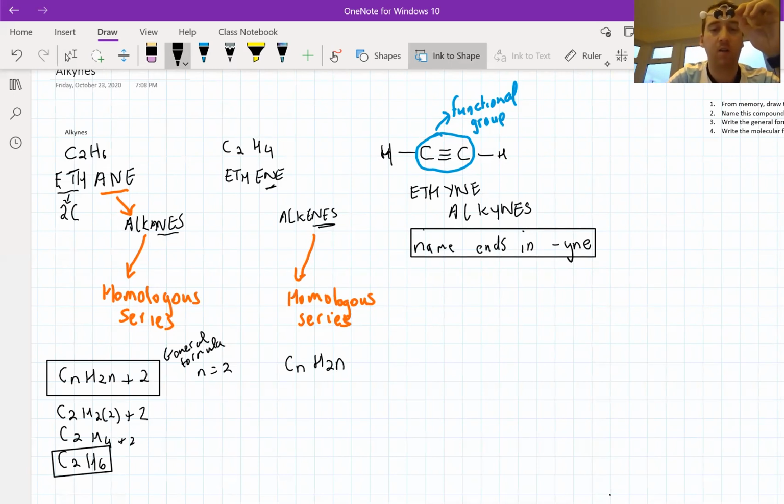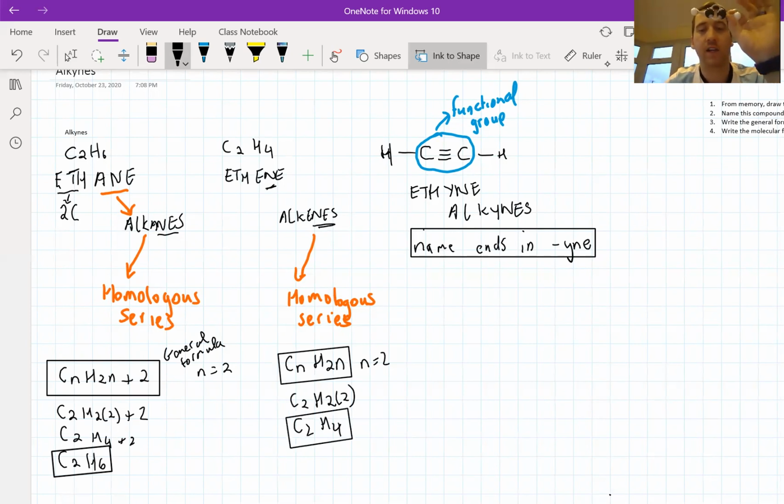So for example, for n equals 2, then we have C2 and H2 times 2, or C2H4. That is the formula for a 2-carbon alkene. Well, what about the general formula then for an alkyne?